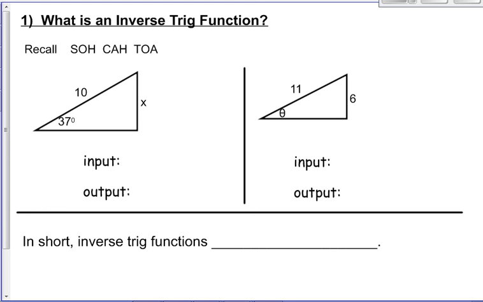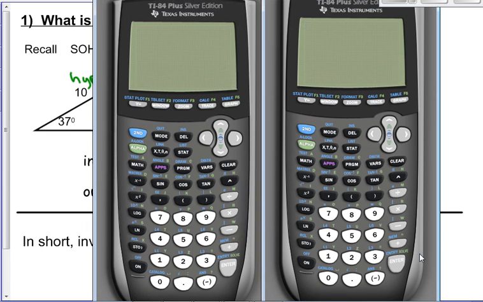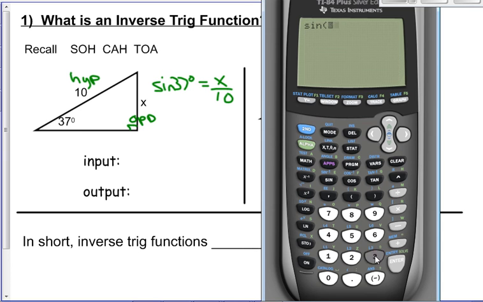What is an inverse trig function? So if we recall SOHCAHTOA from grade 10, say, we'd take a right-angled triangle. There's opposite, there's hypotenuse. And you might have done something like this. You'd say sine of 37 degrees is x over 10. And at some point in the process, you'd go to your calculator and evaluate what sine of 37 degrees is. Turns out it's 0.602.